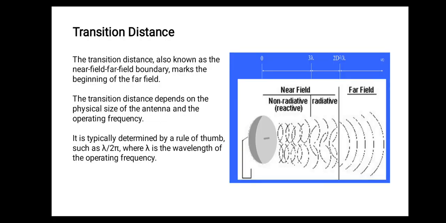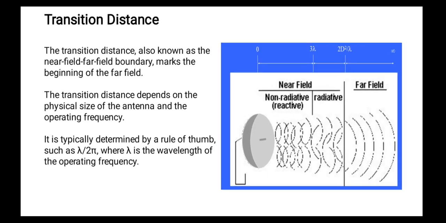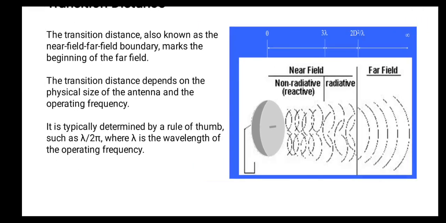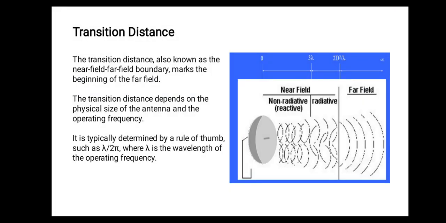See in this figure of the antenna electromagnetic waves, you can observe how the near field and far field are classified. The far field of an antenna exists beyond the transition distance, which is also known as the near field far field boundary, and this marks the beginning of the far field.